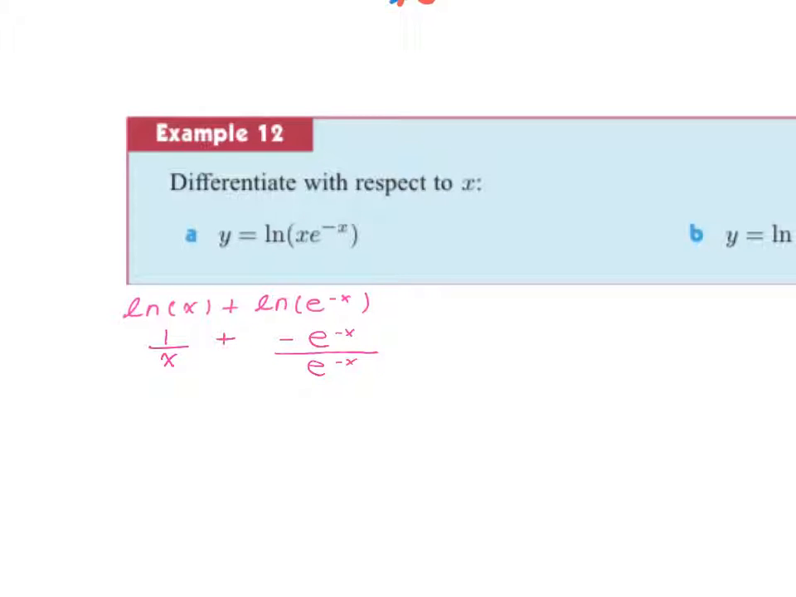Are you following so far? So I just derived the first part of that expression and then the second part of that expression. And so you get 1 over x minus 1. Questions?